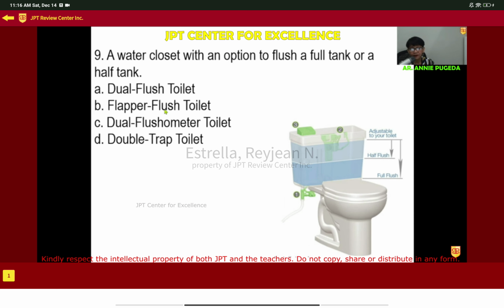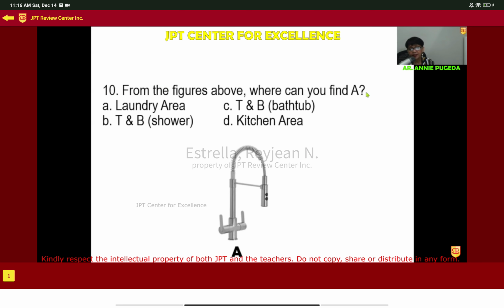A water closet with an option to flush a full tank or a half tank is a dual flush toilet. Okay? Next. From the figures above, where can you find A?